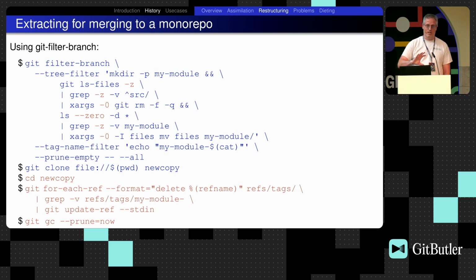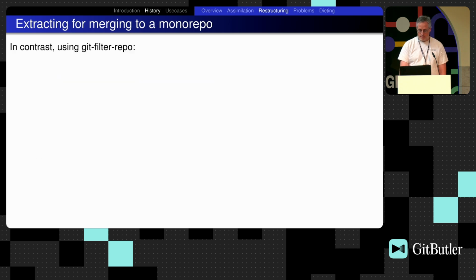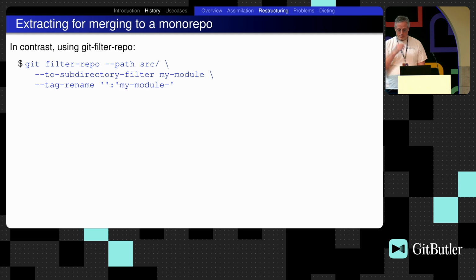But this was the really simplest form of some of the rewrites we wanted to do. It ended up being somewhat difficult to get it all written and debugged. And since it would take forever to run, I usually didn't get a second chance to go back and get it all fixed up. With git-filter-repo, it's a lot simpler. You can almost read from the command line what kinds of things I'm trying to do. I want to select out just the source directory to keep. I want to move this all into a subdirectory called my module, and I want to rename my tags to have a new my module prefix.